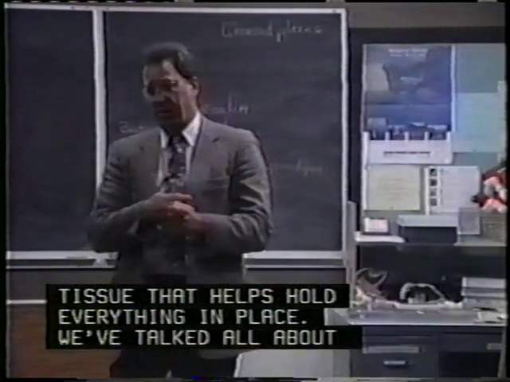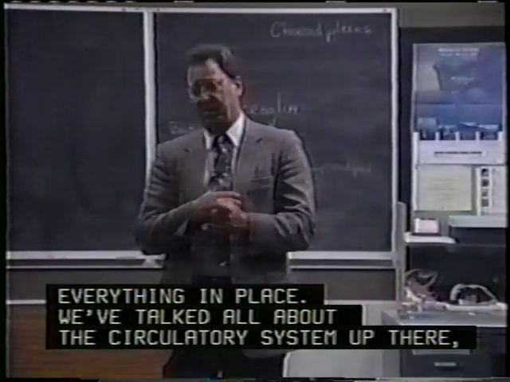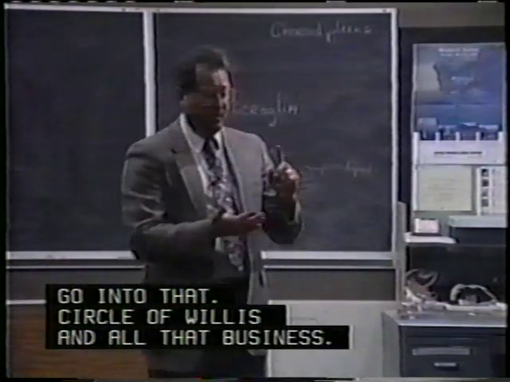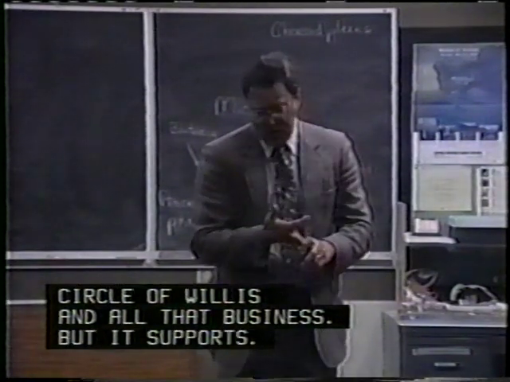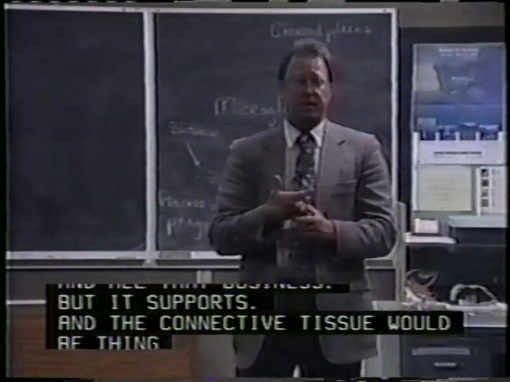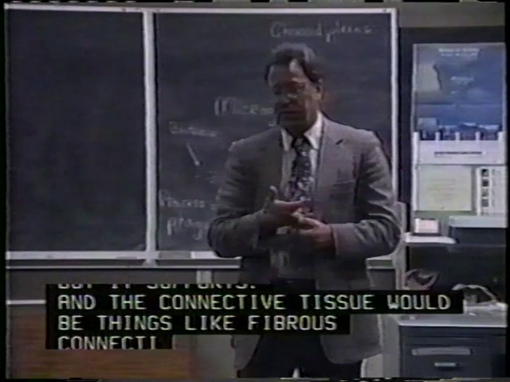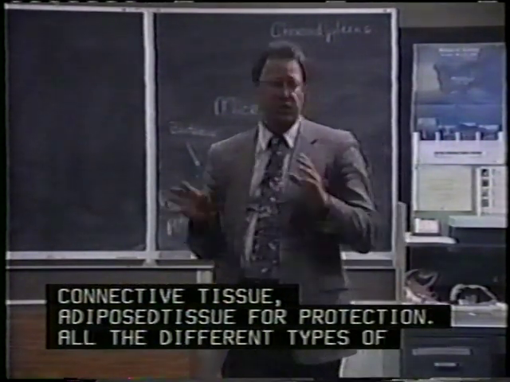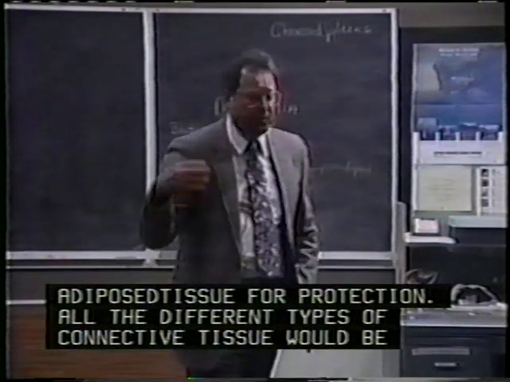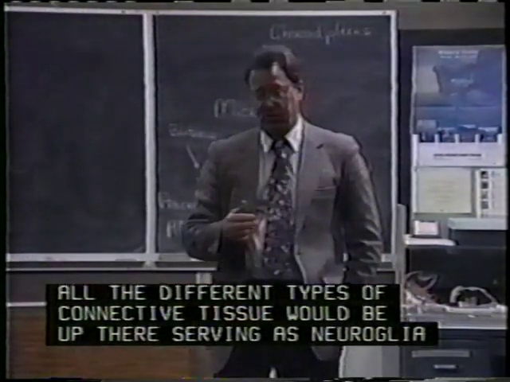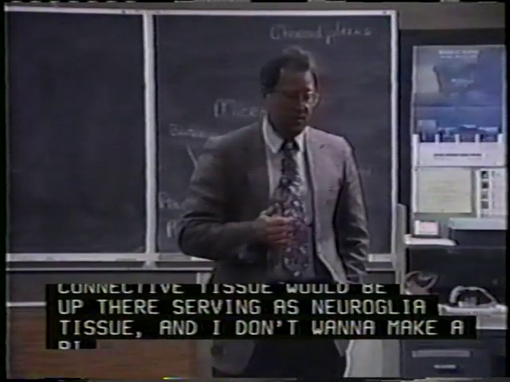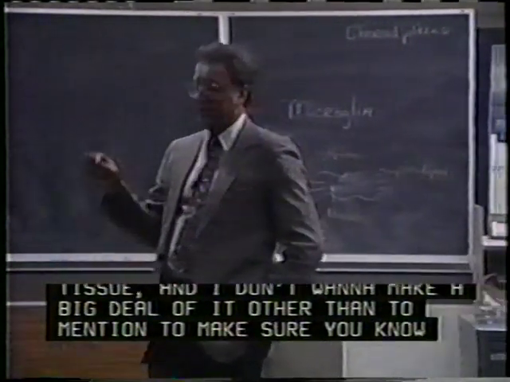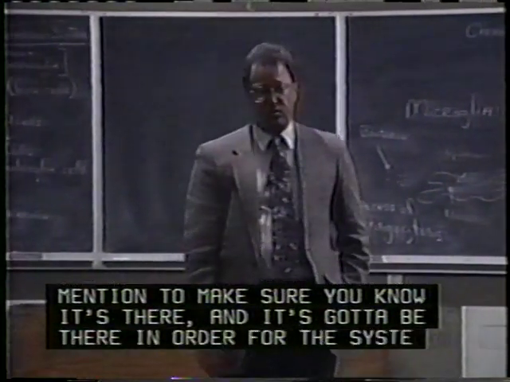We've talked all about the circulatory system up there, so we don't have to go into that, circle of Willis and all that business. But it supports, and the connective tissue would be things like fibrous connective tissue, adipose tissue for protection. All the different types of connective tissue would be up there serving as neuroglia tissue. And I don't want to make a big deal of it other than mention to make sure you know it's there, and it's got to be there in order for the systems to work correctly.